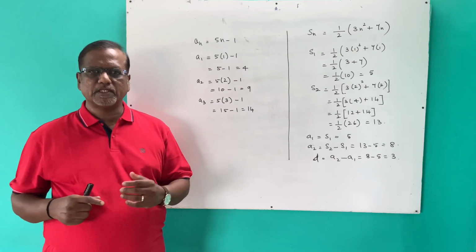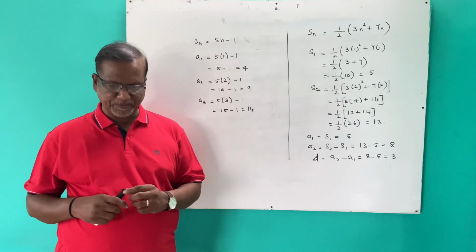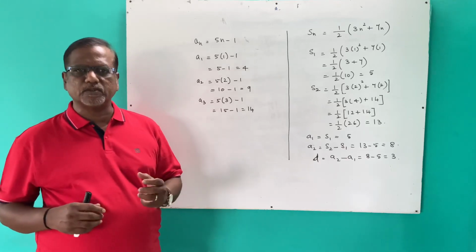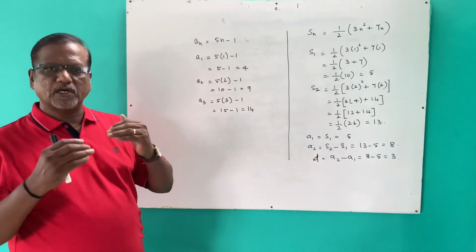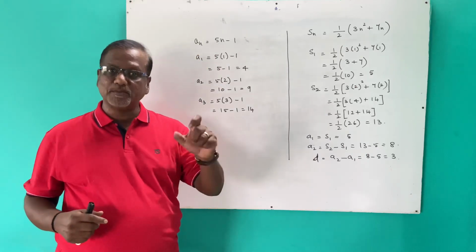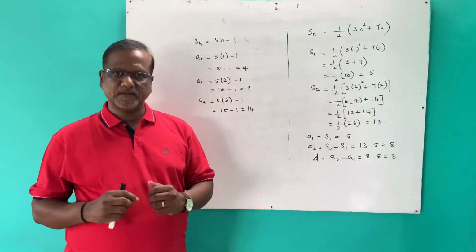Hello and welcome to another interesting new topic in arithmetic progression. In this session, we are going to learn how to find the given sequence or the AP when the nth term is given or the sum to n terms is given. So what is the difference here?